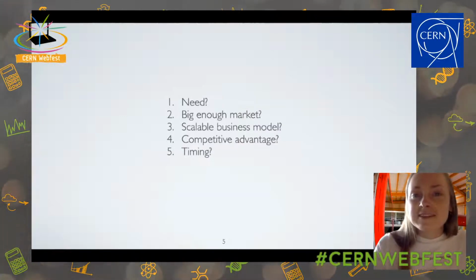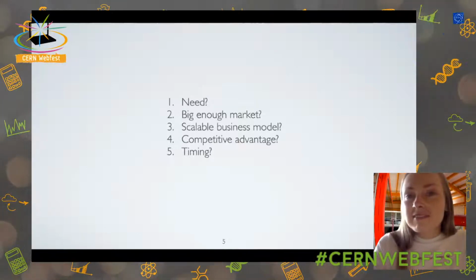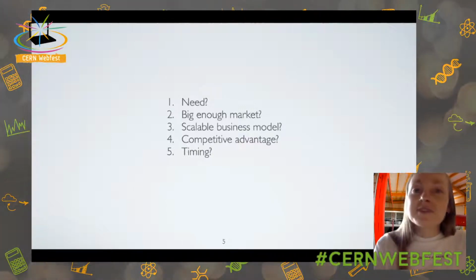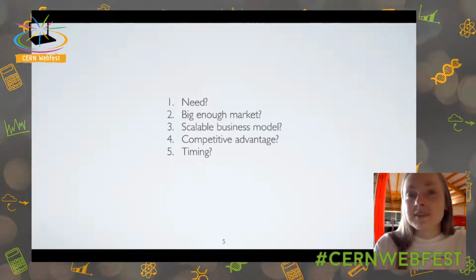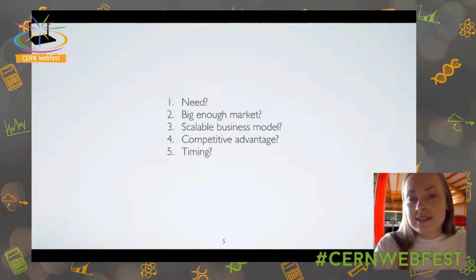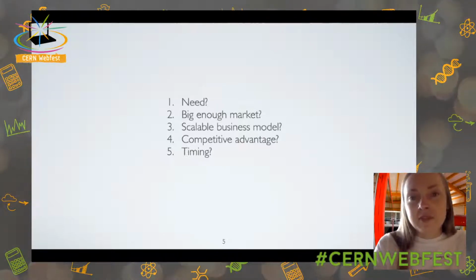And finally, is this the right timing? Are there certain trends now? Maybe there are some regulations coming. Is your industry or market in a transition into something new where they need to make some changes? All these are things that can have an impact on the timing, to say whether the timing is right or wrong.